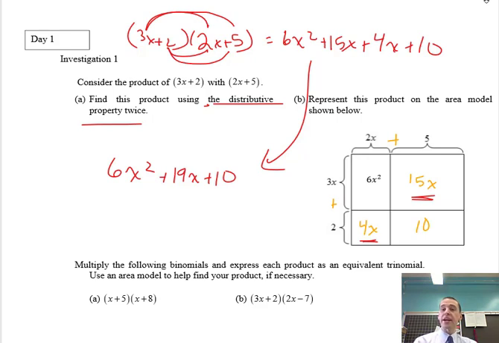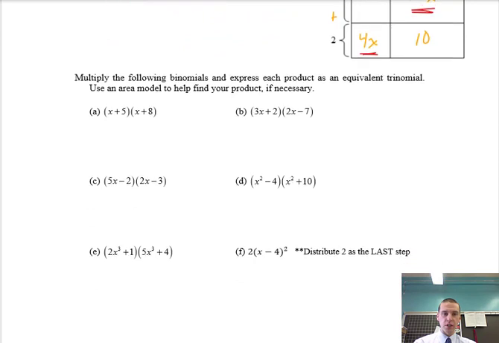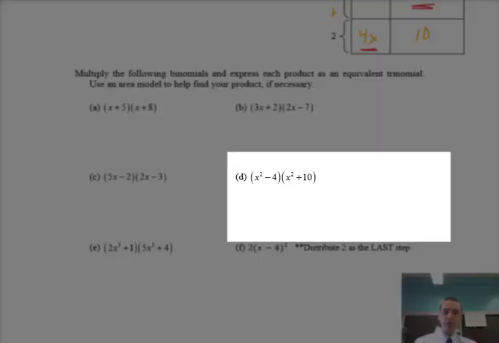We do not use the area model. I wanted to demonstrate it, but we do not use the area model. We use double distributing. So what I would like you guys to do right now is A, B, and C. I'll do D right now though.